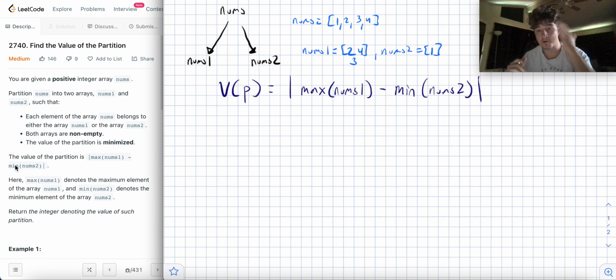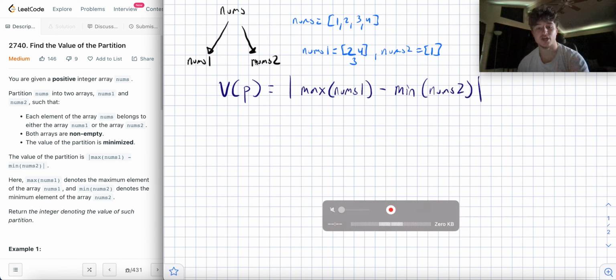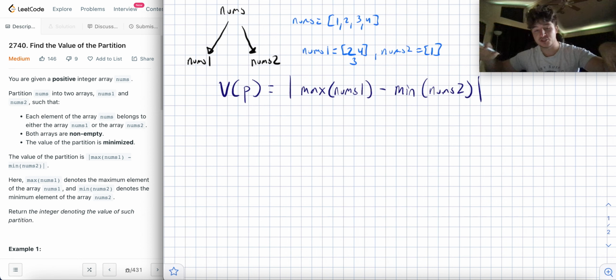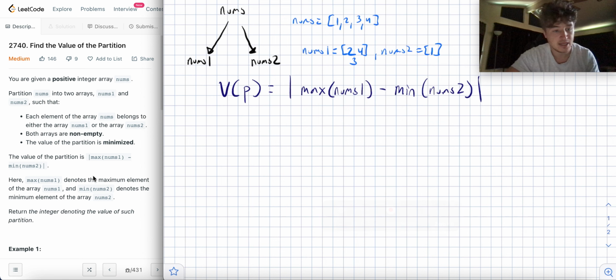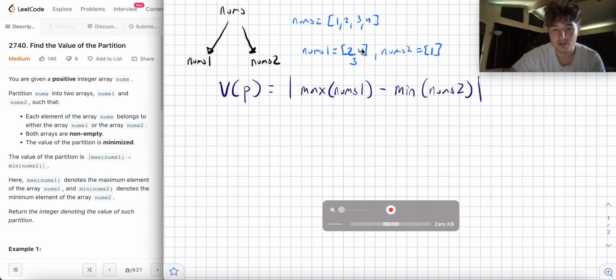Okay, so what we want to do is take this original nums and partition it into two separate nums1 and nums2 such that the max of nums1 minus the min of nums2 is minimized. Here max of nums1 denotes the maximum element of the array nums1, and min of nums2 denotes the minimum, right? So the max of this one would be 4, the min of this one would be 1, right? So then you would have 4 minus 1, which is 3, so that would be the value of using this partition.